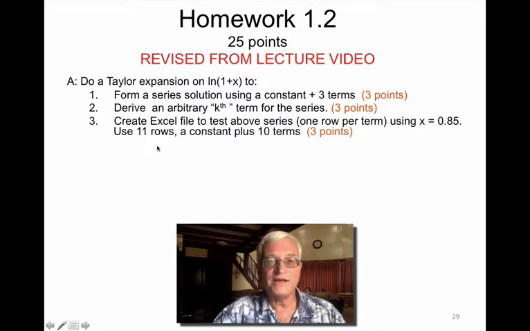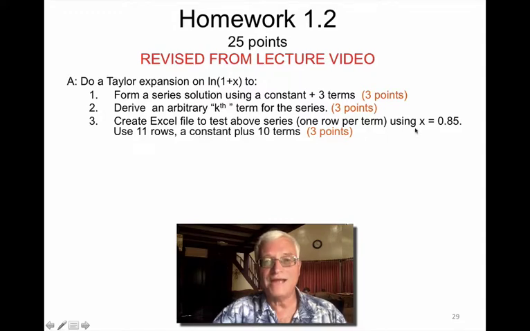After that, I'd like you to create an Excel file that has 3 columns. The first column will just be your k number, starting with 0. So row 0 will represent the constant term, and then rows 1 through 10 will represent the first 10 terms of the Taylor series. You'll evaluate that about x sub 0 equals 0. It doesn't say that there, but x sub 0 is supposed to be 0.